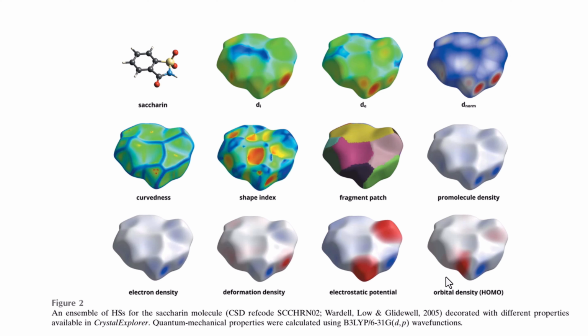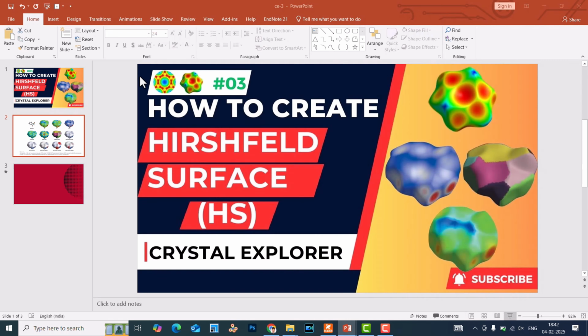Actually, they mapped Hirshfeld charges with these properties. So I'm going to teach you how to map Hirshfeld charges or surfaces with these properties. First, we will download the saccharine molecule zip file from the website. If you have your own crystal structure also, you can do this kind of analysis. You can use it for your research papers. It's very useful software. So now we will go to download our saccharine molecule.